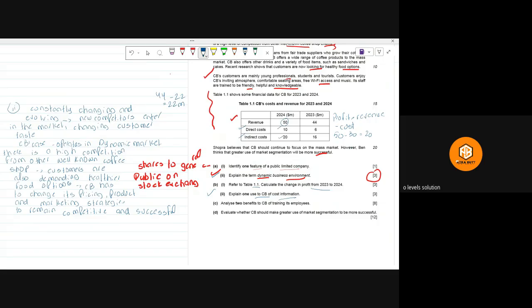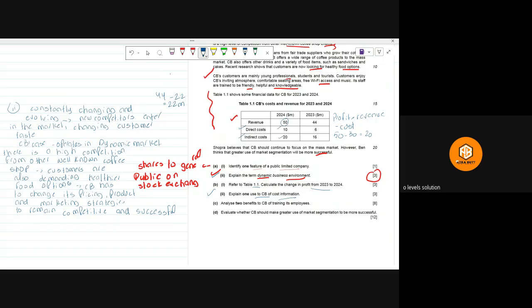So it means that there's a change in profit of 2 million. So profit has decreased by 2 million because in the previous year that was 22, and in the recent year this is 20 million. So profit has been reduced. Okay. Now let's see the next question.